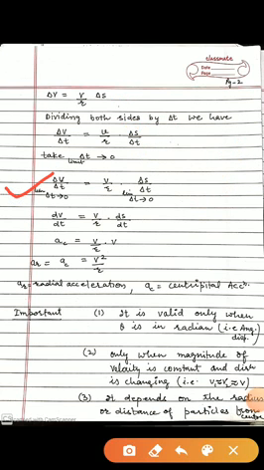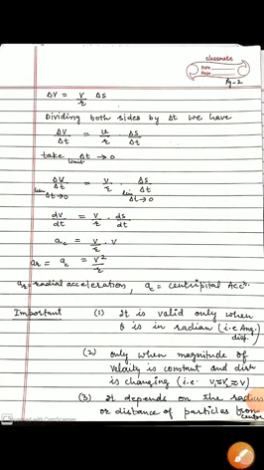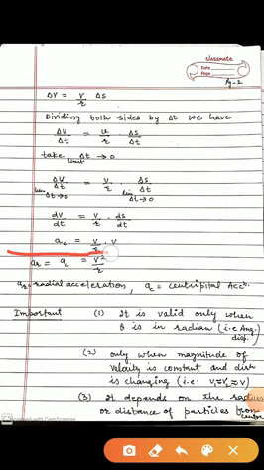By putting the limits, limit delta t tends to 0, delta v by delta t is equal to v by r into delta s by delta t, and limit t tends to 0. The equation becomes dv by dt is equal to v by r into ds by dt. Here this dv by dt is the centripetal acceleration and this ds by dt is the velocity. So we can write the centripetal acceleration AC is equal to v square by r.